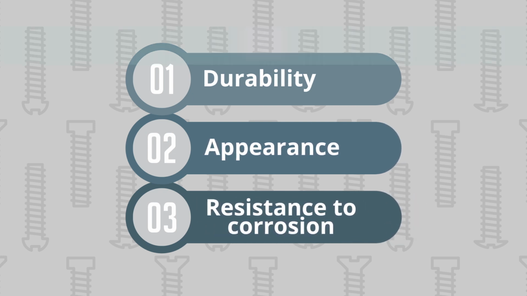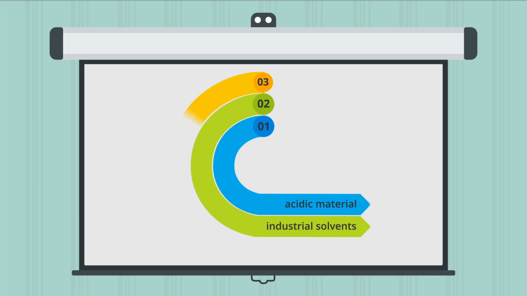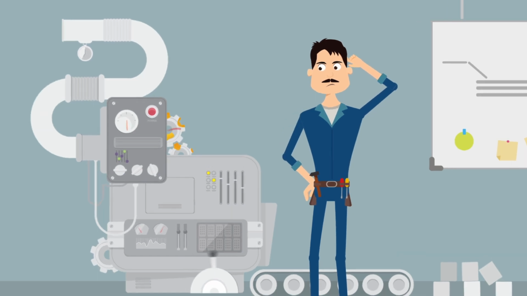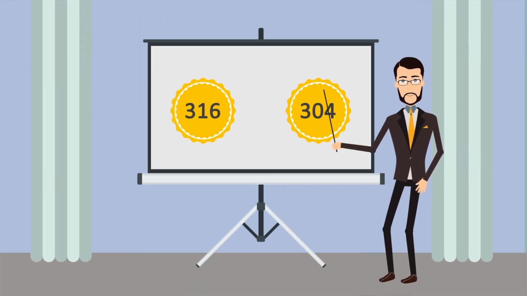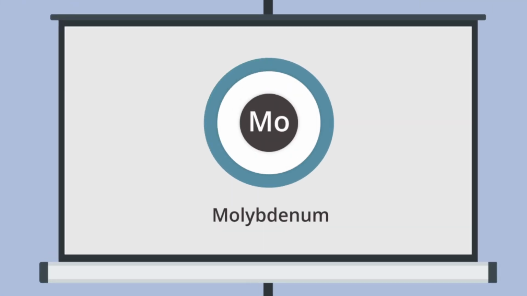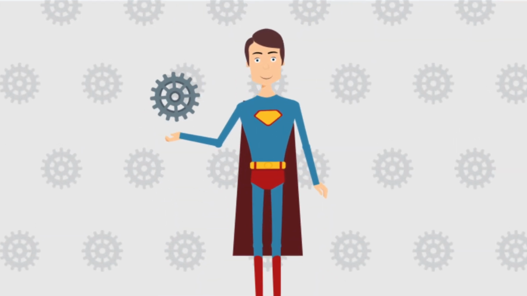to corrosion. However, situations involving acidic material, industrial solvents, or highly concentrated saline environments can cause corrosion and eventual failure of this material. 316 stainless steel has the same chemical composition as 304 coupled with another element, molybdenum. This additional element turns common stainless steel into a superpower with the ability to withstand harsh environments.